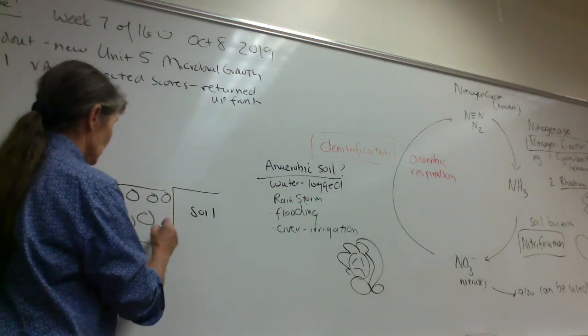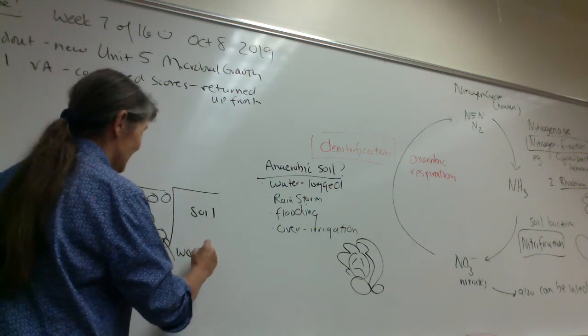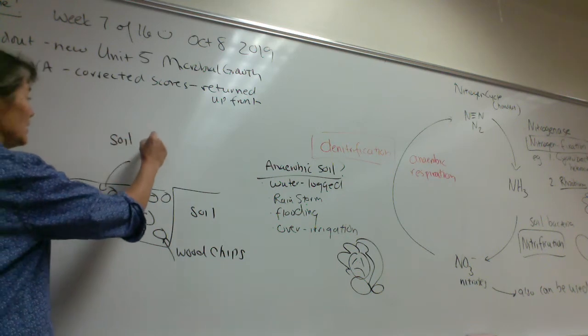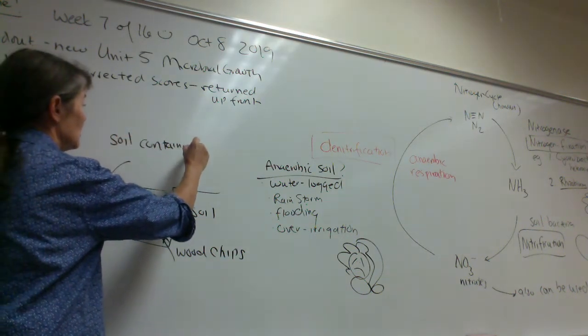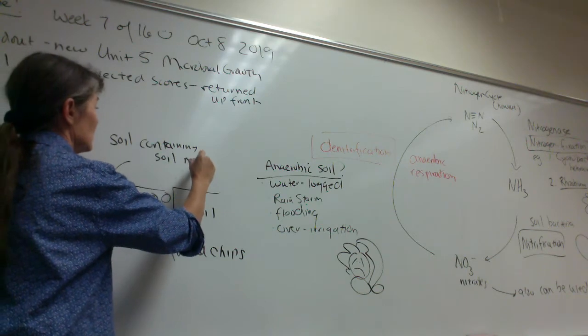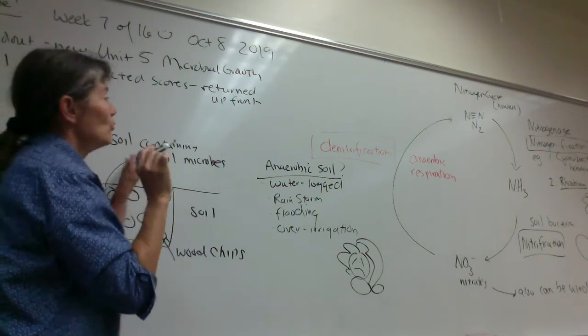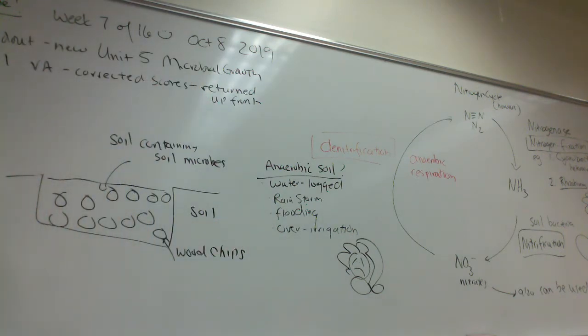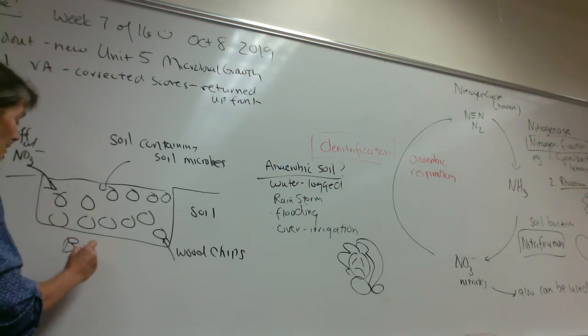So these are big wood chips, right? And then what you're going to add is soil containing soil microbes. Many of whom we know can carry out anaerobic respiration. So then what you do, if these are your fields, and this is the runoff water from your fields with excess nitrates, you first run it through your bioreactor. So this is your bioreactor, right?